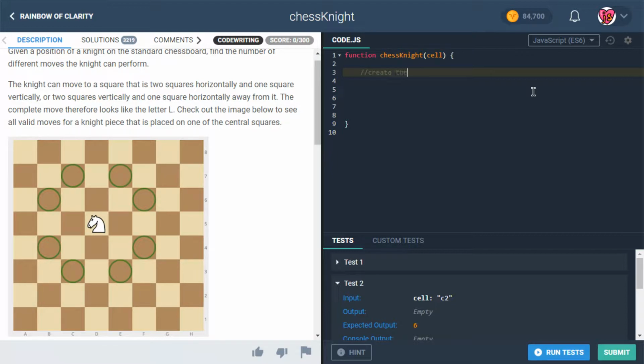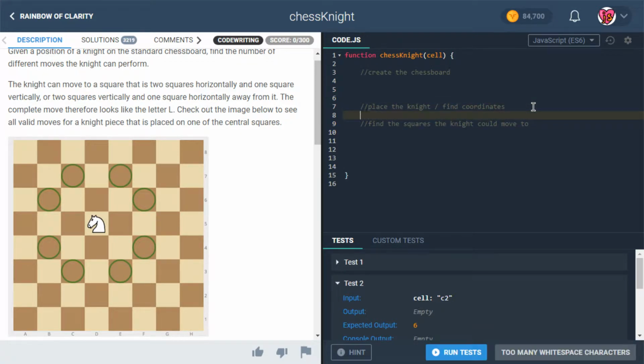So we'll say, create the chessboard, place the knight, and that'll probably involve finding its coordinates, so find coordinates. What do we want to do after that? I guess find the squares the knight could move to. Yeah, that's basically what we want to do, right? So, okay, we'll start by creating the chessboard. Then we'll place the knight after that.